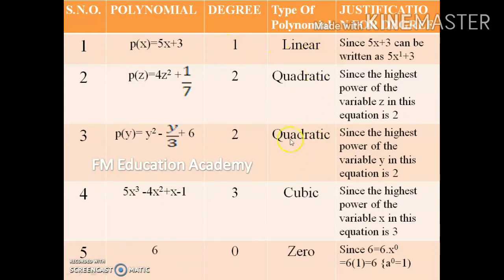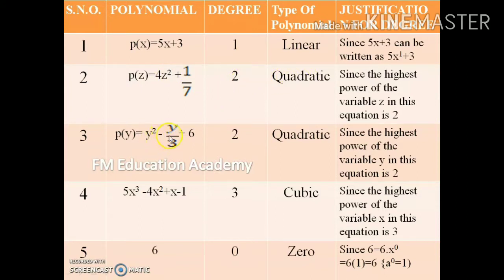Now the next two examples are of quadratic polynomials. A quadratic polynomial is a polynomial whose degree is 2. So in this expression, 4z squared plus 1 by 7, the degree is 2. Why? Because it is the highest value of the power. That is why it is a quadratic polynomial and its degree is 2.